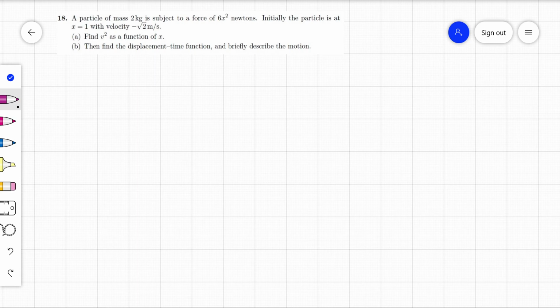Initially this particle is at x equals 1, so it starts here at x equals 1, and it's got a velocity of negative root 2 meters per second, so it's actually going to the left.